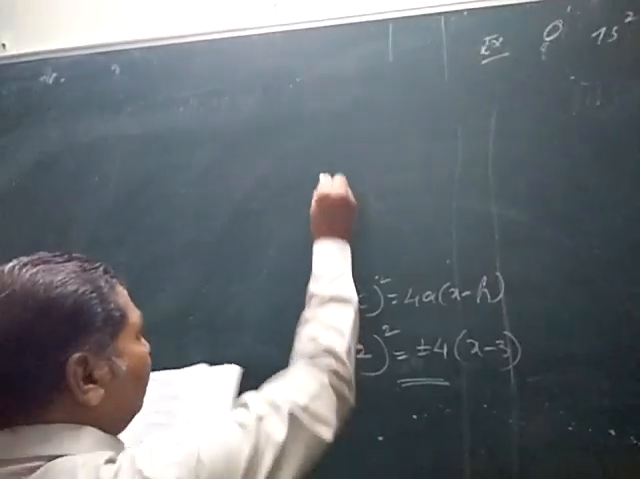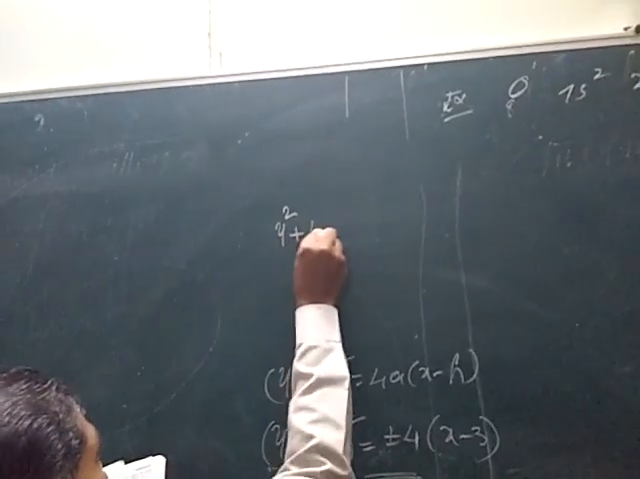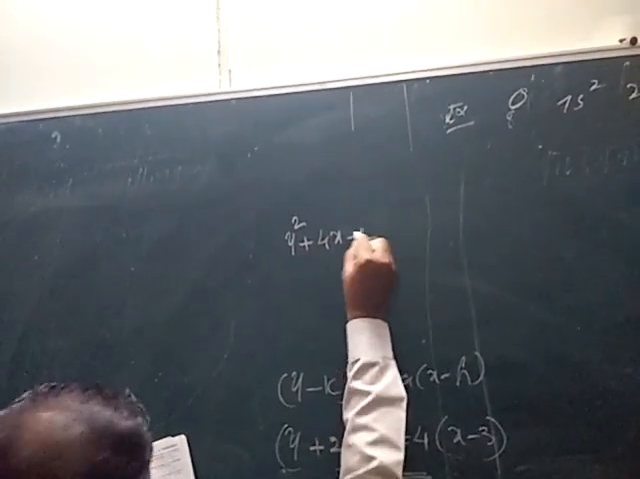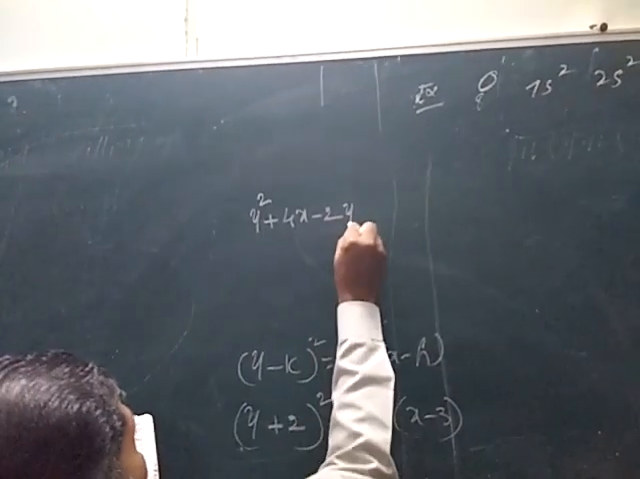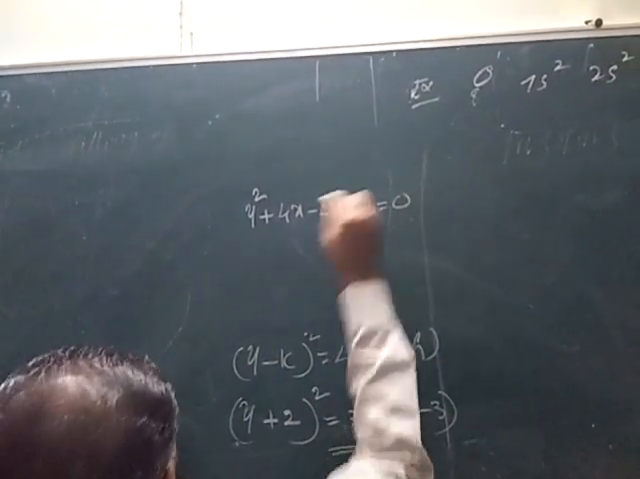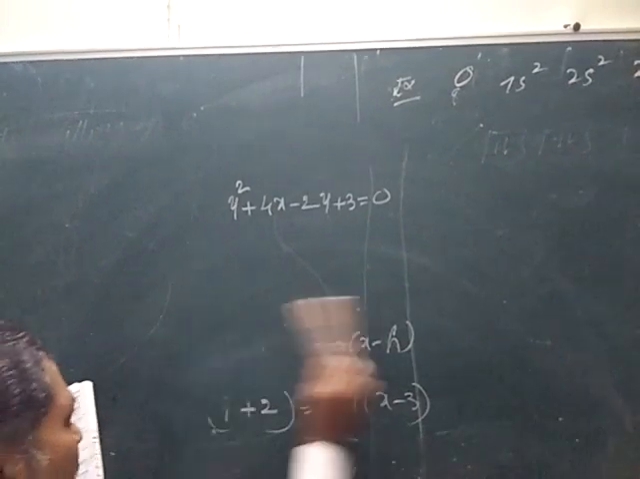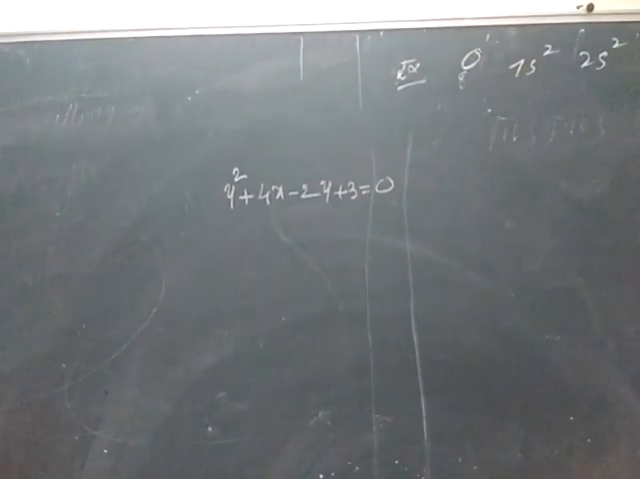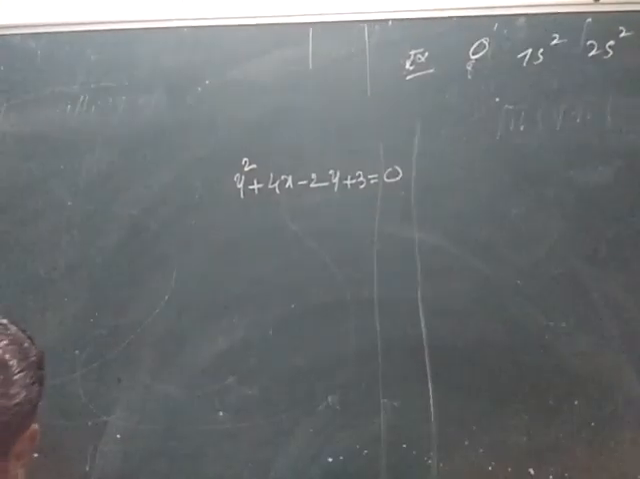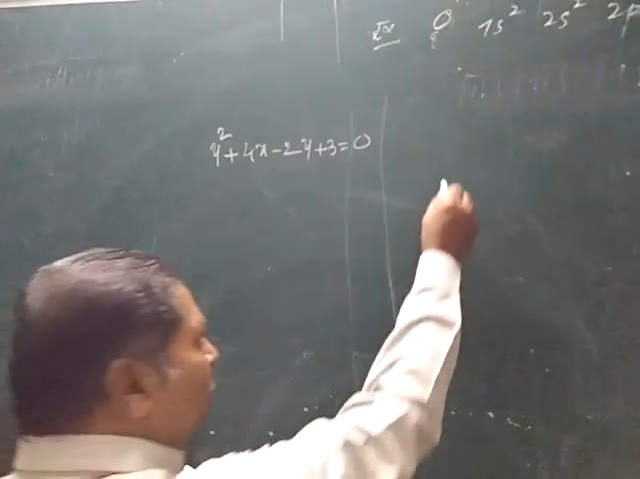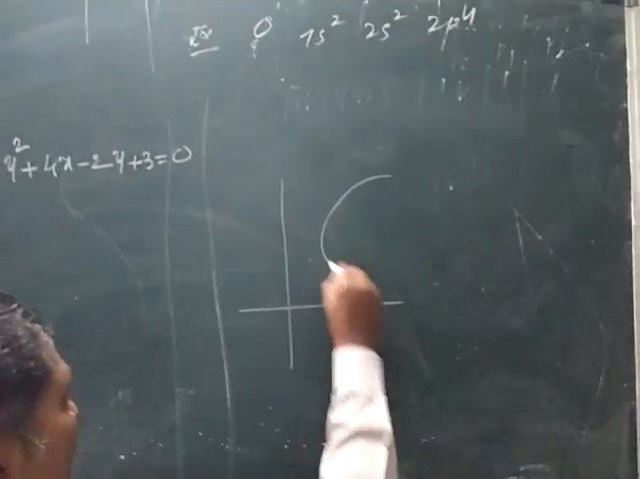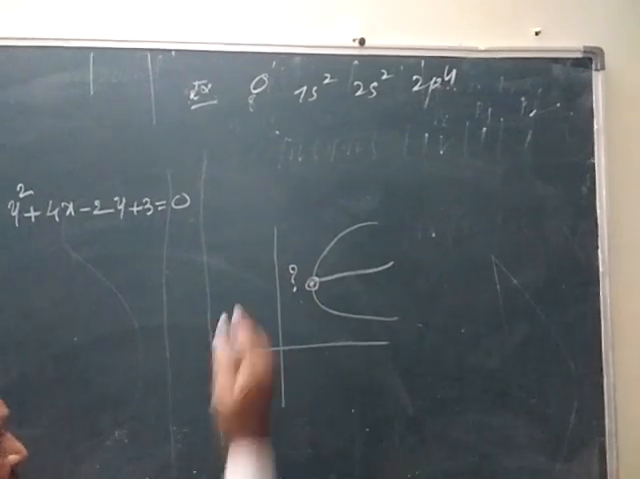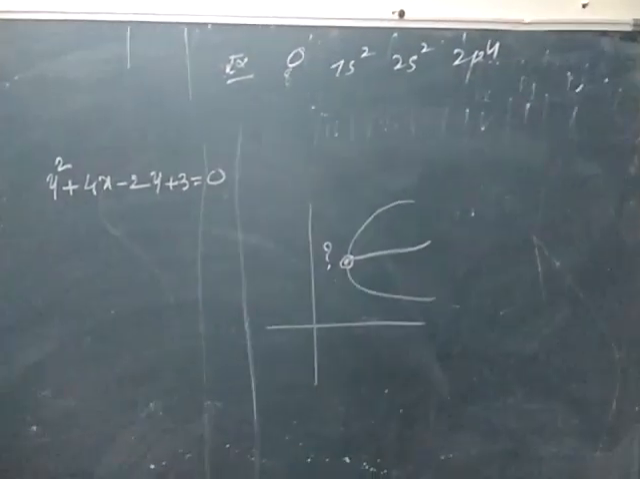The equation is y square plus 4x minus 2y plus 3 equal to 0. Find the vertex of the parabola.